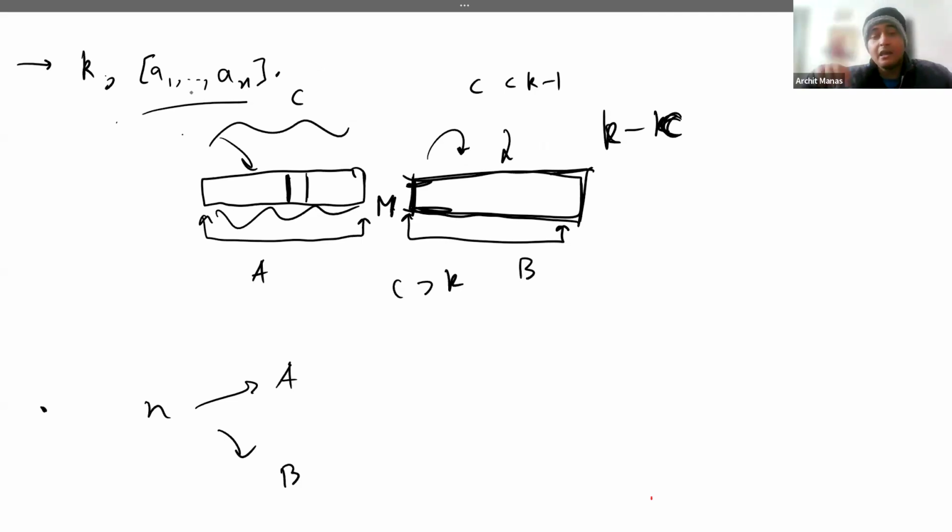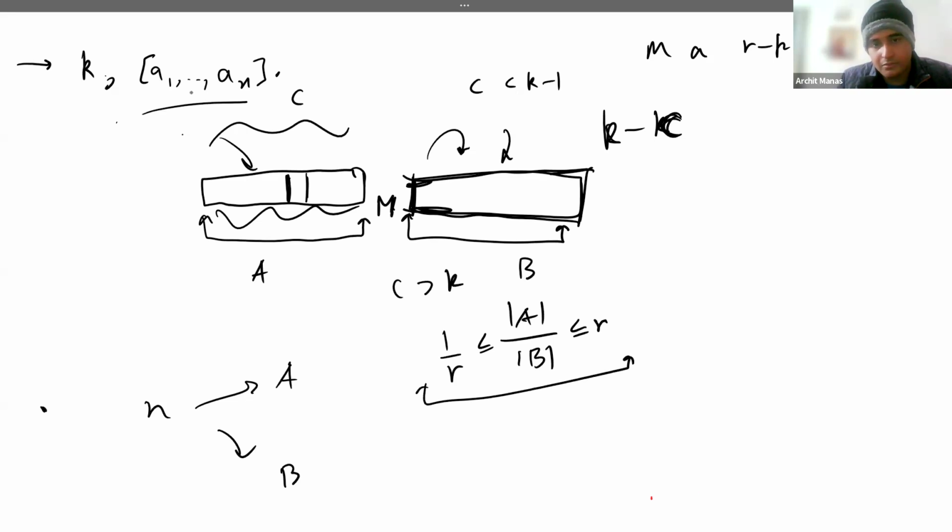A good pivot would be when A and B are balanced, so let me define that. I call m an r-pivot if the size of A divided by the size of B is between 1 over r and r. Does that make sense? So for example, a 2-pivot would mean that this could be at most twice as large as this, and this could be at most twice as large as this. So in particular, you know that both of these are between n by 3 and 2n by 3.